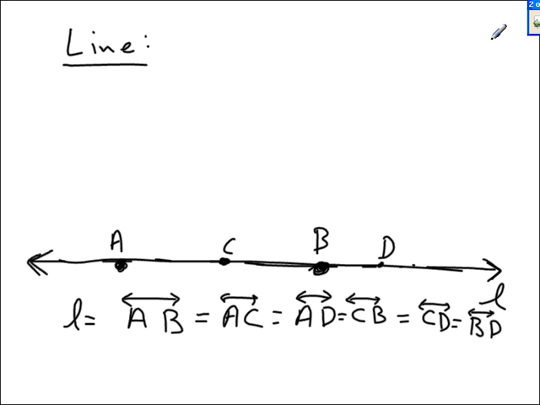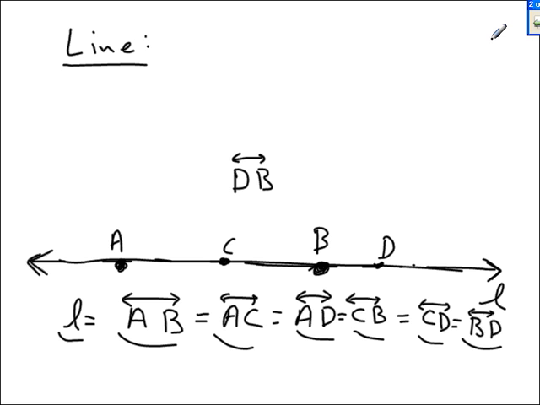There are, in this case, 7 different ways of naming line L: 1, 2, 3, 4, 5, 6, 7 different ways of naming this line. You generally shouldn't name it DB.